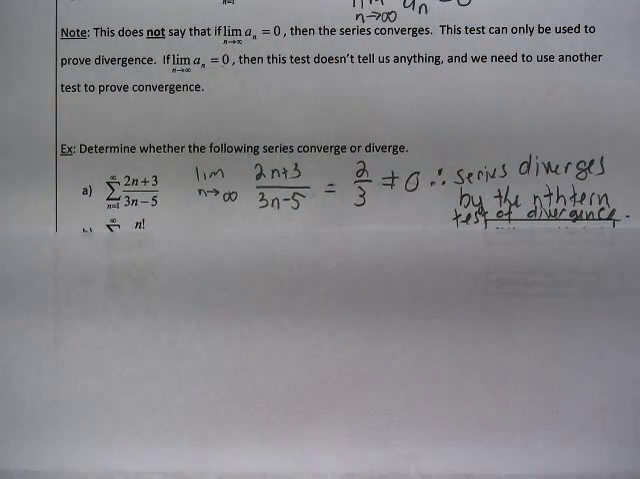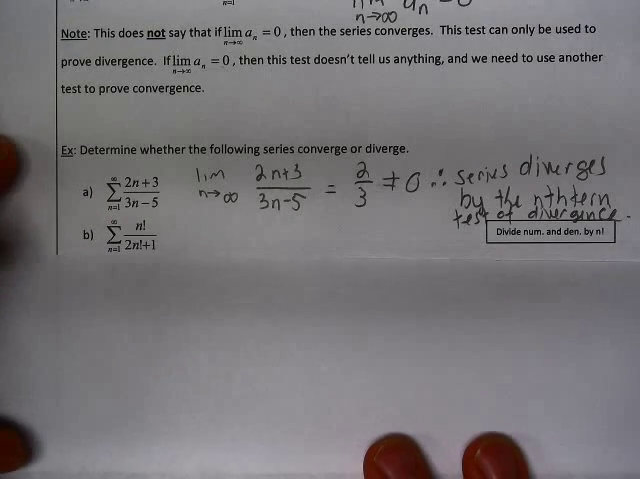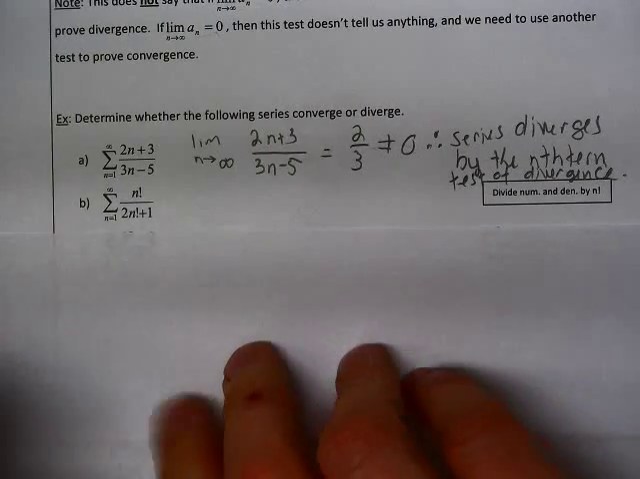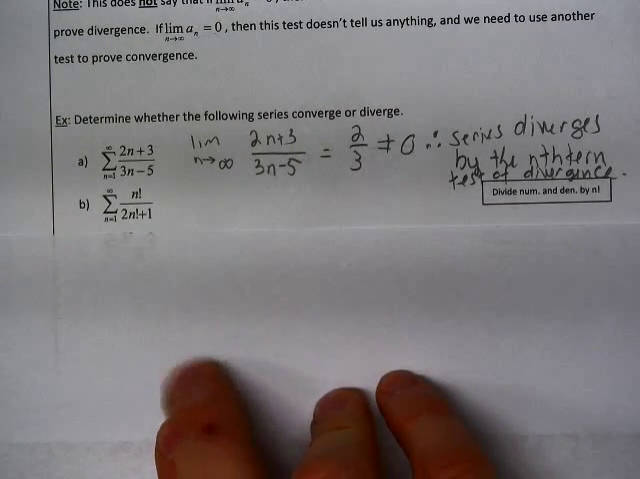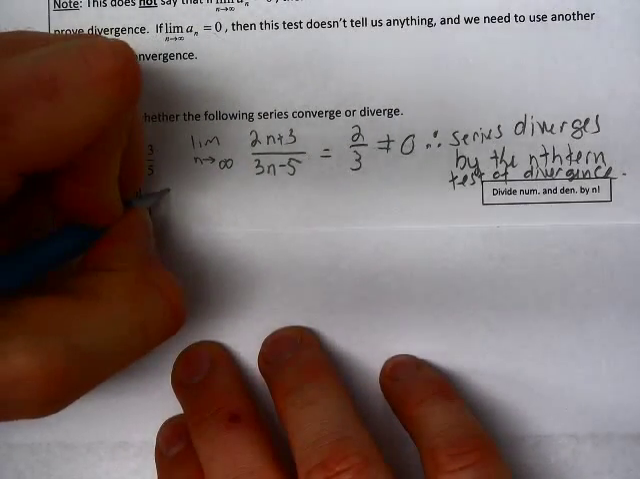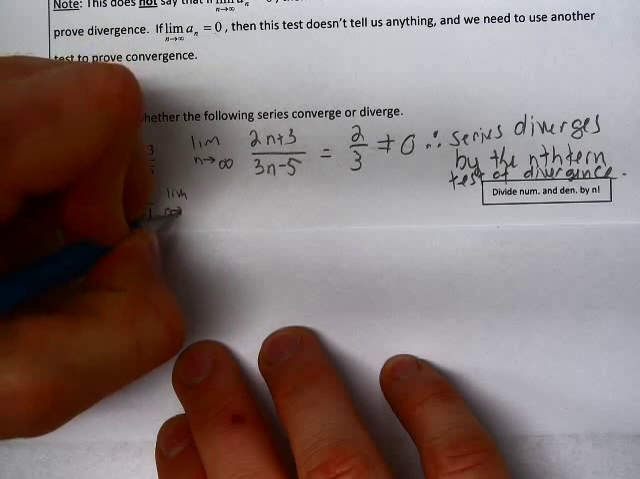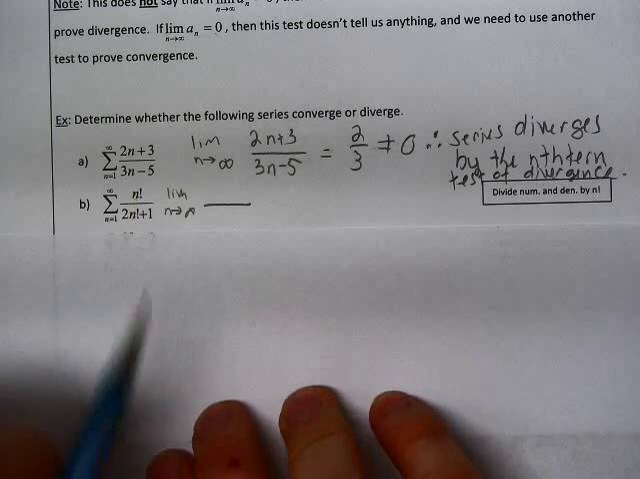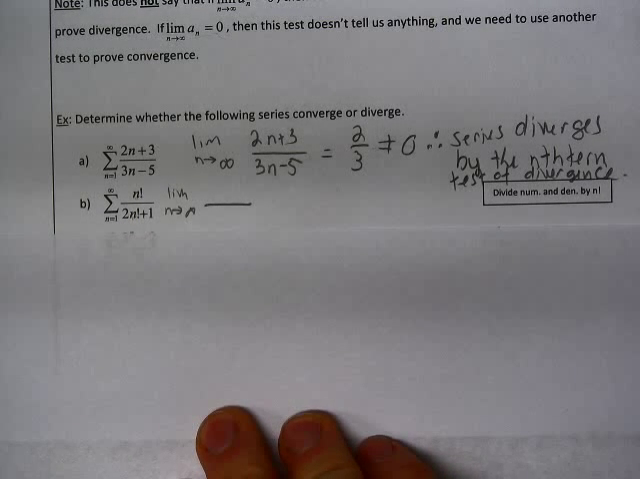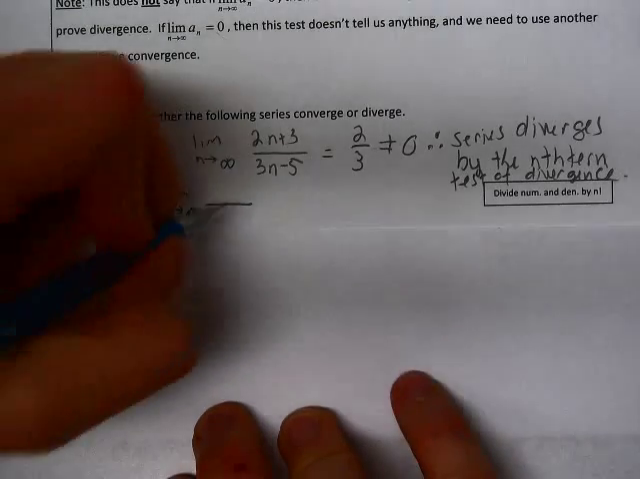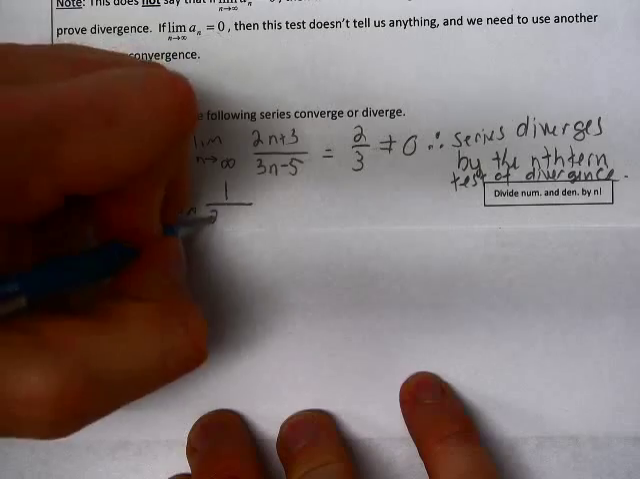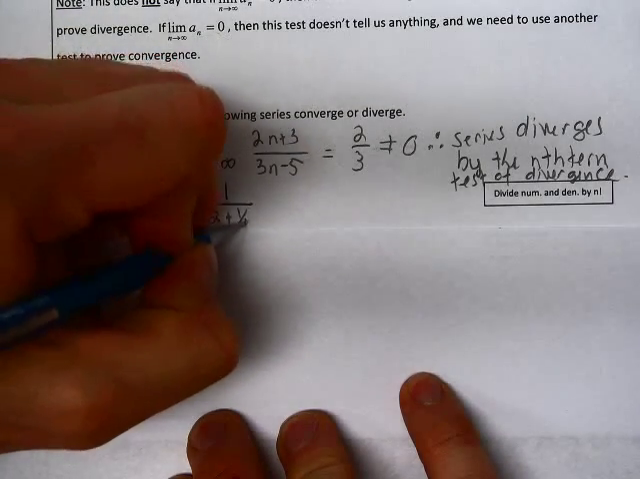Notice that, again, we can only prove that a series diverges. The next example, we want to find the limit of n factorial over 2n factorial plus 1. So we want that limit. And what I'm going to do is divide both numerator and denominator by n factorial. So when I divide the numerator by n factorial, I get 1. When I divide the denominator by n factorial, I get 2 plus 1 over n factorial.